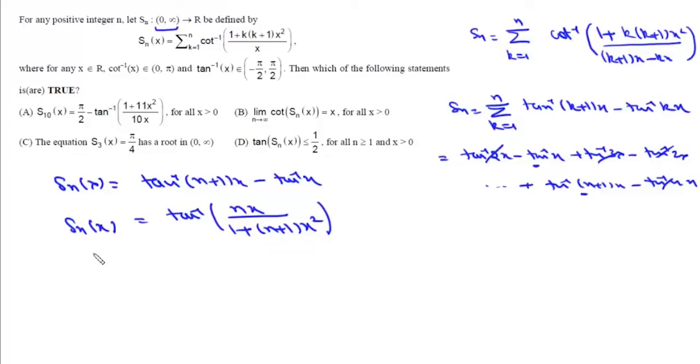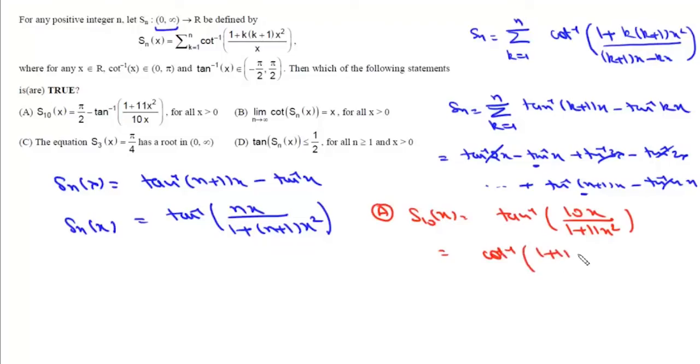Now in this first option it says S10(x). Now for S10(x) we'll put n as 10. So it will be this tan inverse of 10x upon 1 plus 11x square. Now we can write this as cot inverse of (1 plus 11x square) upon 10x, and we know that cot inverse x is pi by 2 minus tan inverse x. So it will be pi by 2 minus tan inverse of (1 plus 11x square) upon 10x. That means this option A, it is correct.